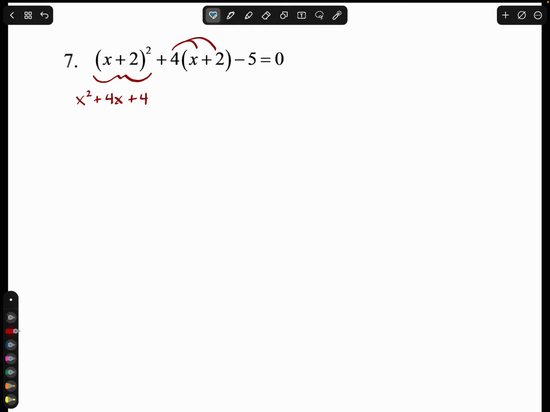And then let's distribute this positive 4 through. So we have plus 4x plus 8. We still have our minus 5 is equal to 0. When we go to combine our like terms, x squared is all by itself, but I've got a positive 4x and another positive 4x, so that should give us 8x. And then 4 plus 8 is 12, minus 5 should be 7.